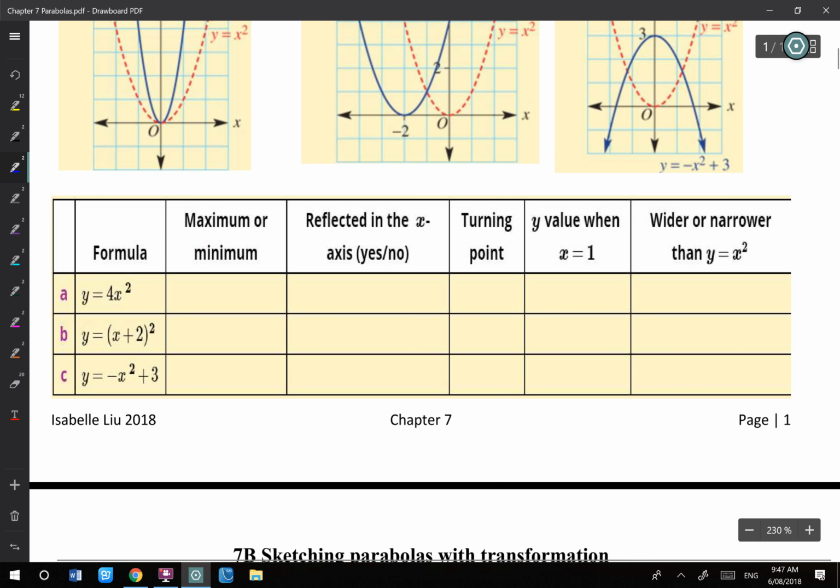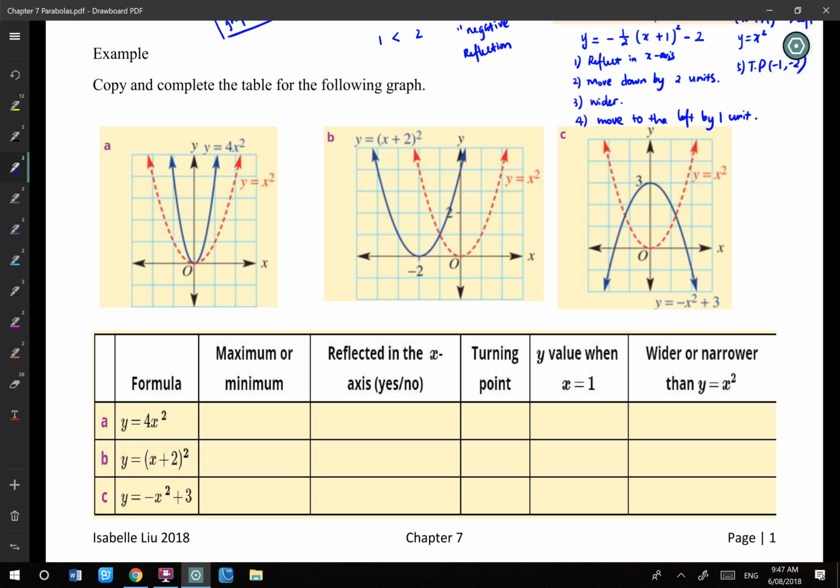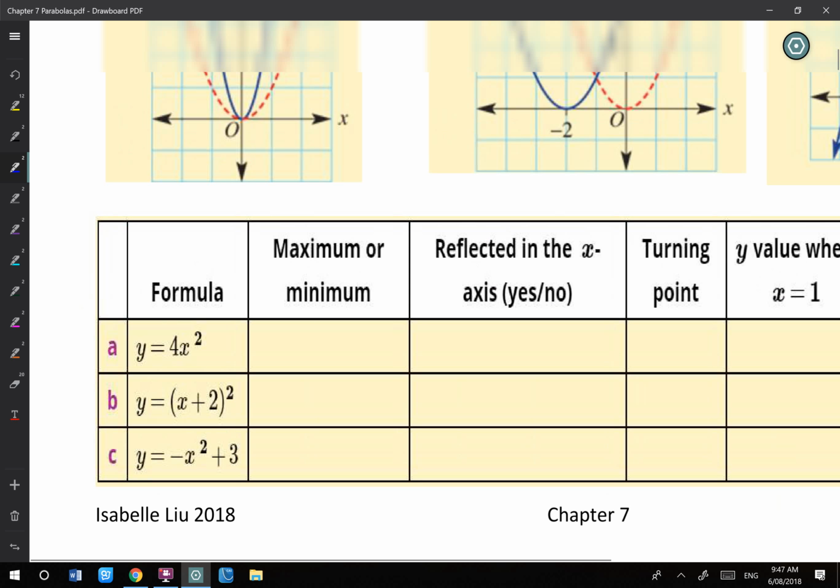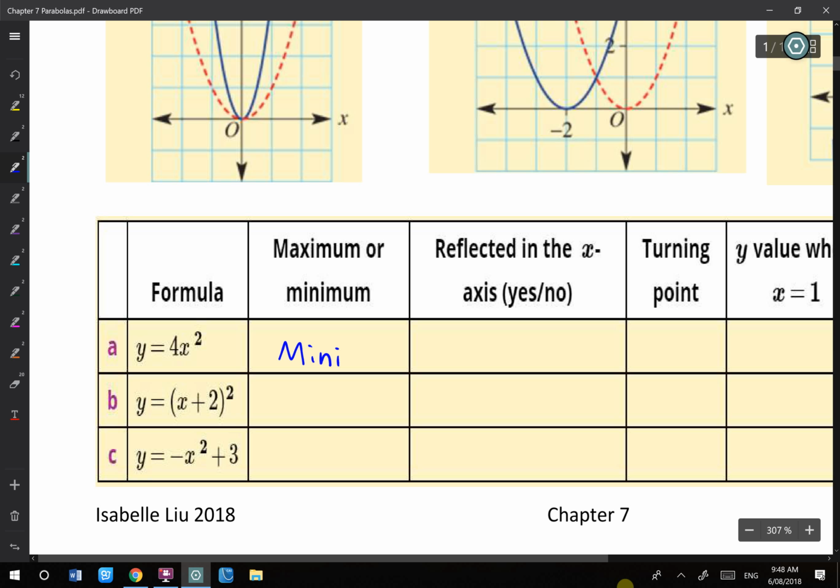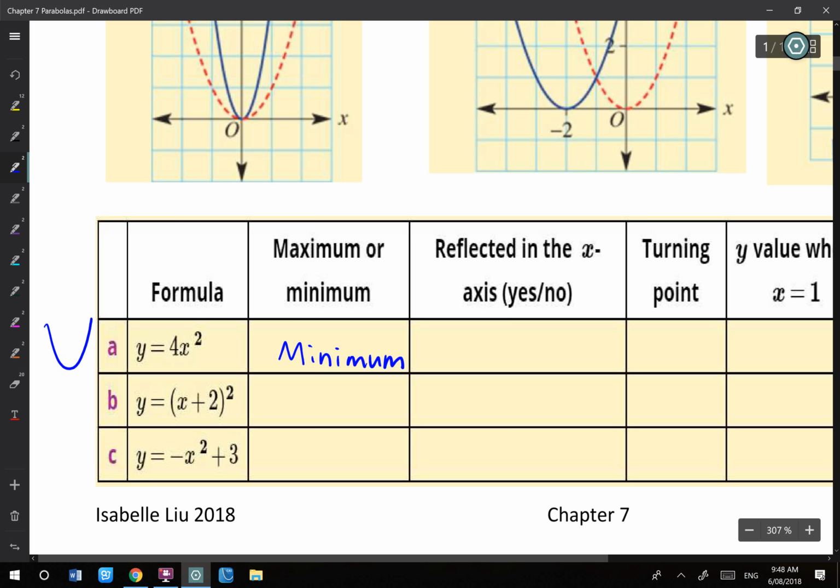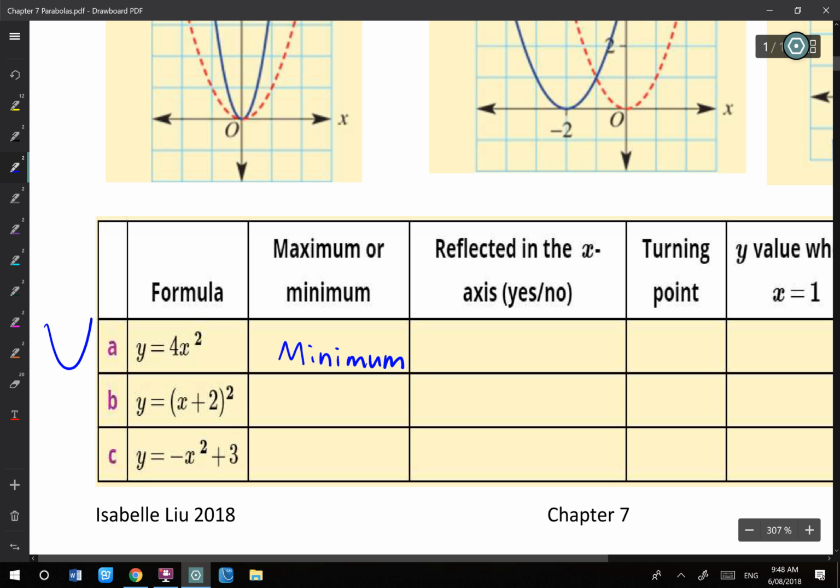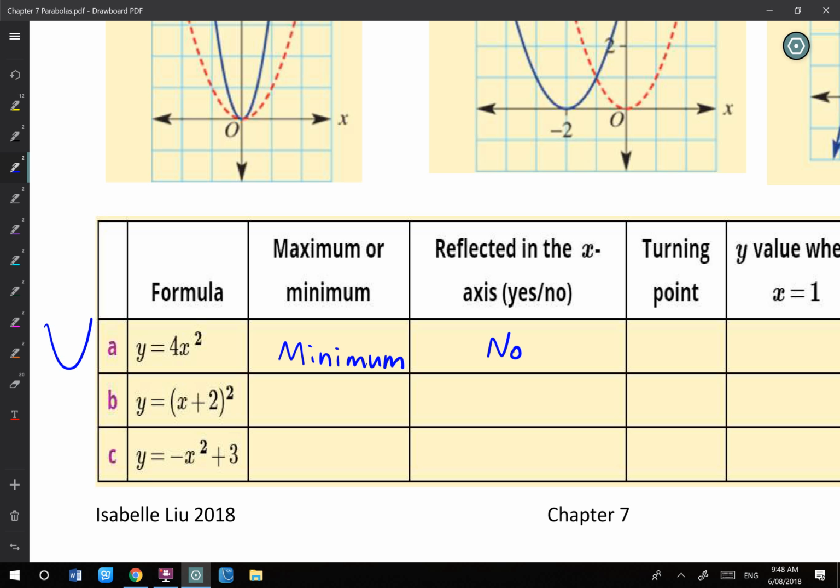All right. Let's have a think about the example here. Well, it's a very easy example. If you have y equals 4x squared, I should have a minimum turning point. The maximum minimum means asking you, does this graph have a minimum value or a maximum value? You know the graph still looks this way, so I should have a minimum value. Reflect in the x-axis, yes or no? Well, there's no reflection, there's no negative, so I don't need to reflect the graph.